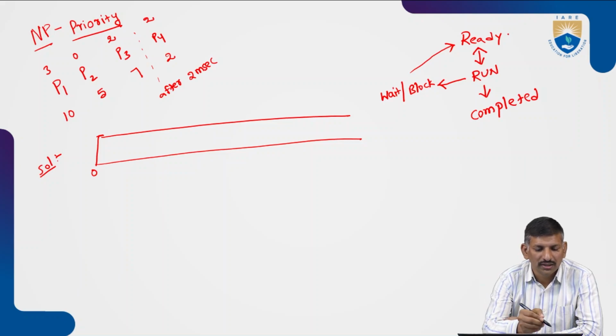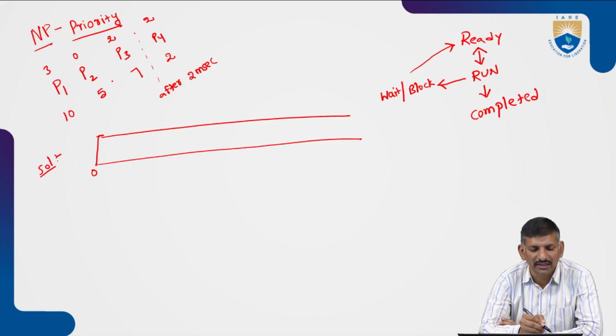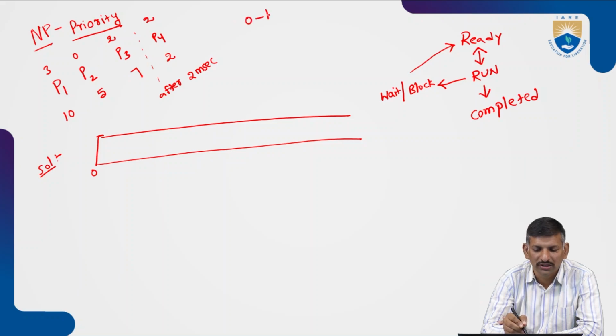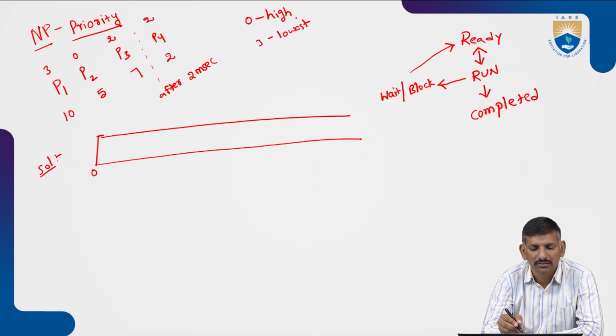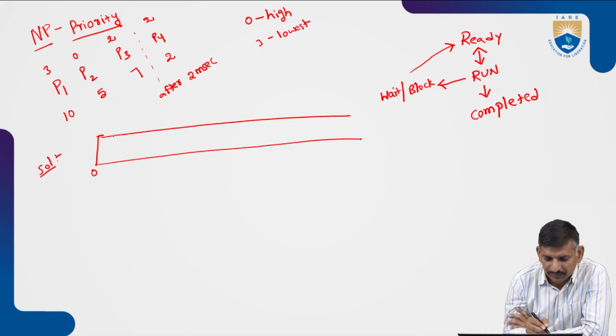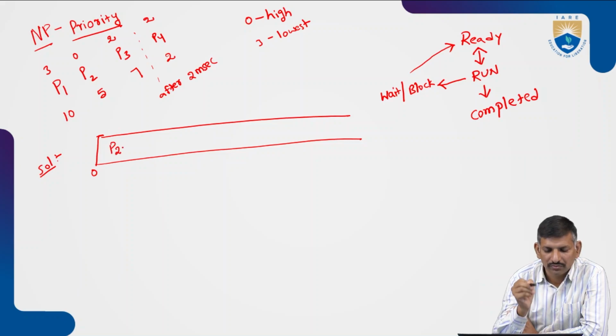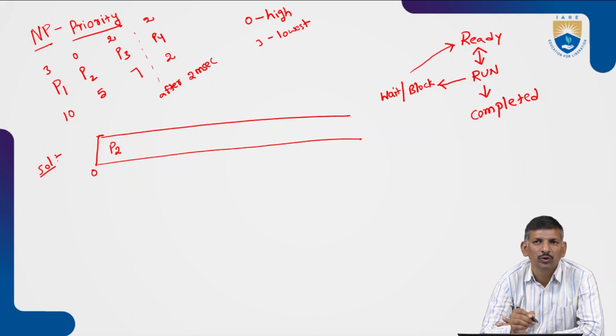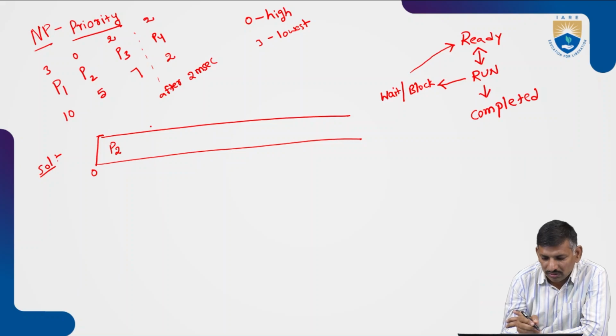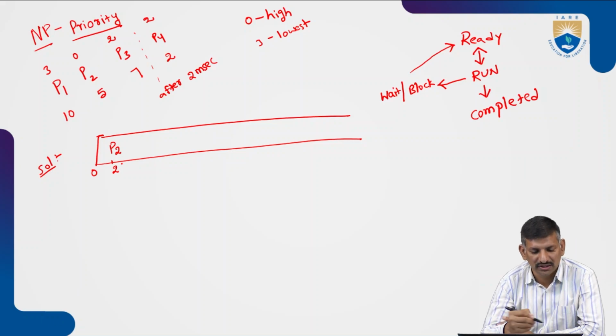Among them, here the scheduling algorithm is non-preemptive priority. So, which process has the highest priority? Here we are considering 0 as the highest priority and 3 as the lowest priority. So, process P2 has the highest priority, so that is scheduled for execution. Since it is non-preemptive, only after its completion is a new process scheduled. At the time of 2 milliseconds, P4 enters into the ready state, just for remembering.